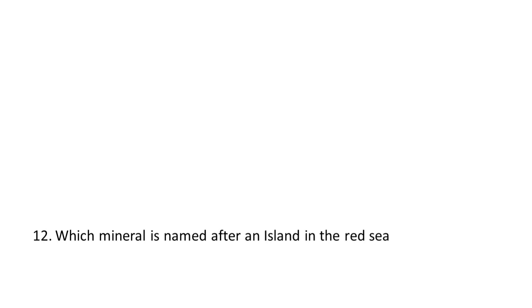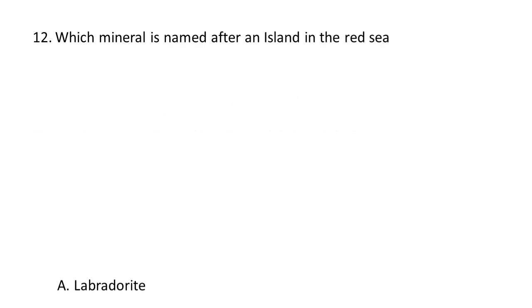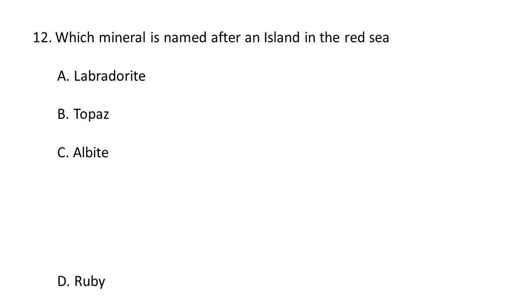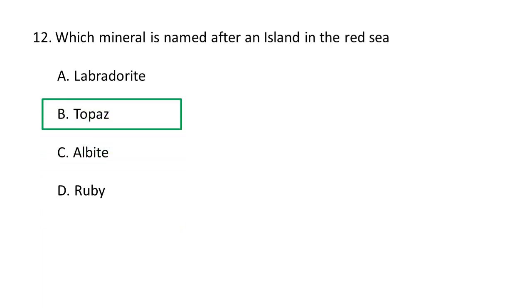Next question. Which mineral is named after an island in the Red Sea? Options given are A. Labradorite, B. Topaz, C. Albite and D. Ruby. So the mineral which is named after an island is known as topaz.